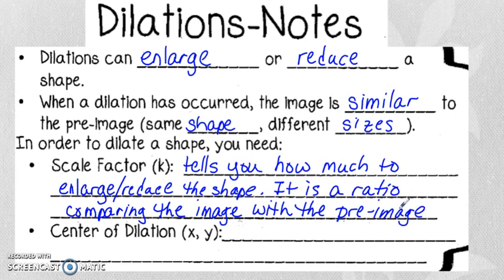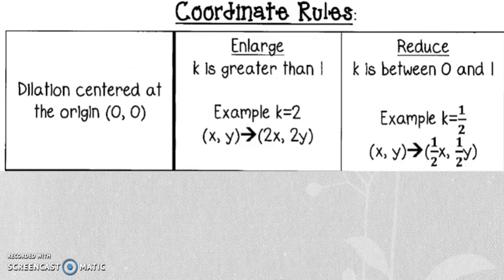Remember, the pre-image is the original shape that you have. The image is the changed shape. The center of dilation is a fixed point from which all of the points of the pre-image are enlarged or reduced. We are only going to be talking about dilations with centers at the origin, so at 0, 0.